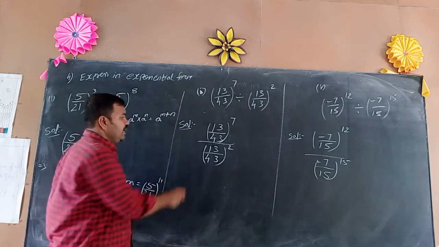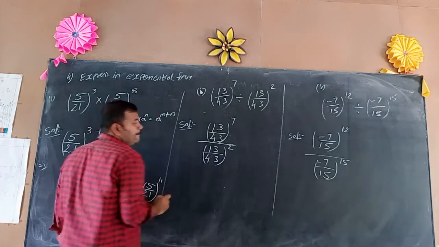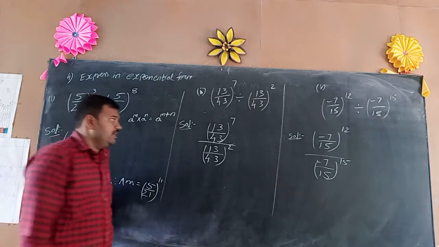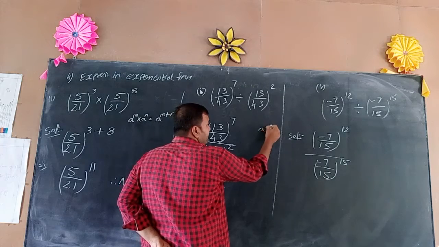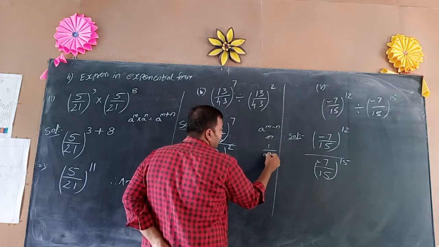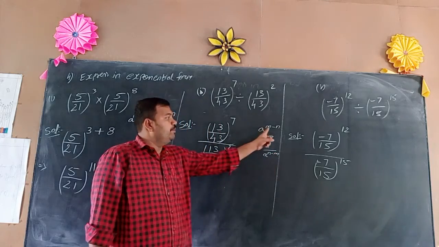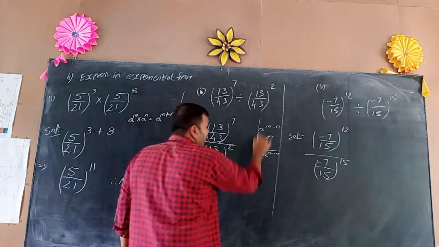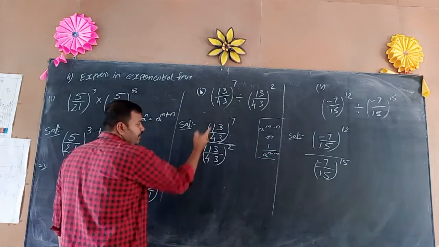So quotient law means under division, powers we have to subtract. How to subtract? We have two formulas: a power m minus n, or 1 by a to the power of n minus m. That is, if the numerator is more, subtract in the numerator. If the denominator is more, subtract in the denominator. That is the formula based here for us. So here the denominator is more.